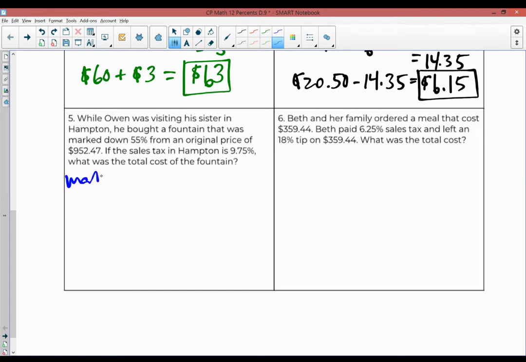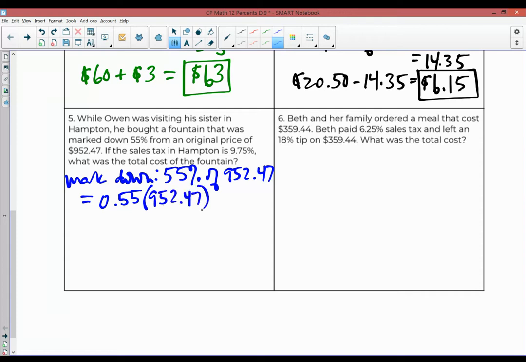Markdown. Just saying, if you got fountain money, why are you worrying about a markdown? But here we go. 55% of 952.47. So 0.55 times 952.47 is 523.86.